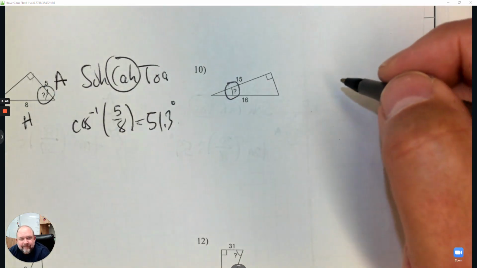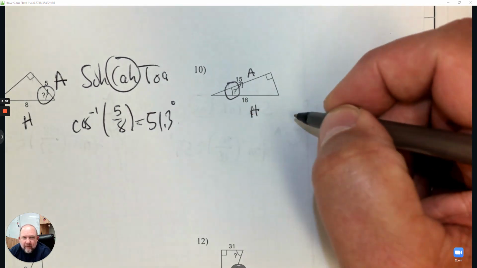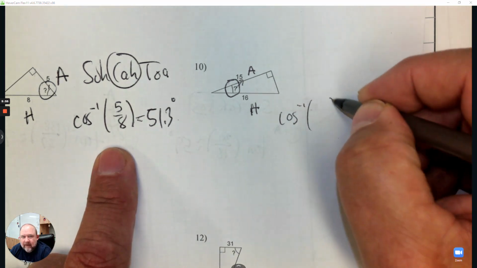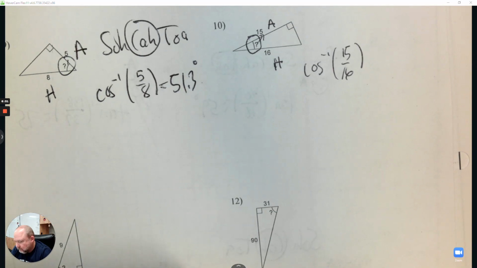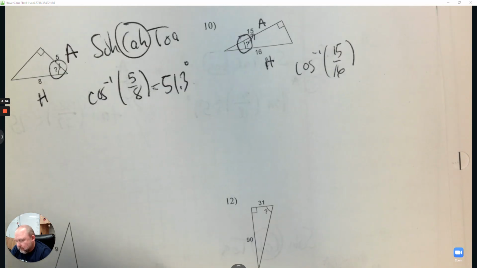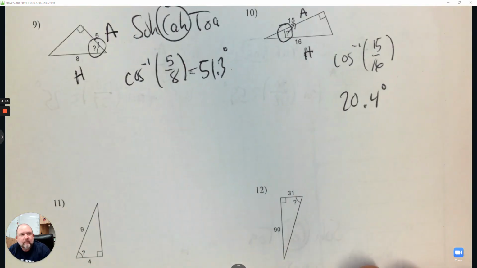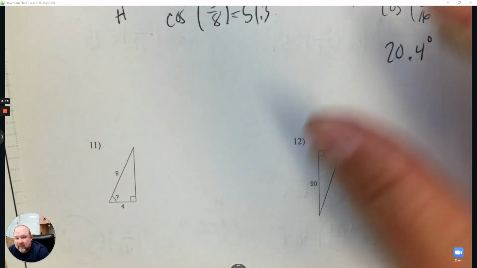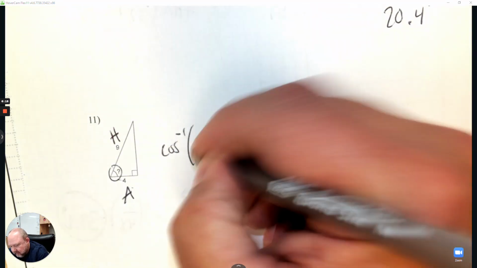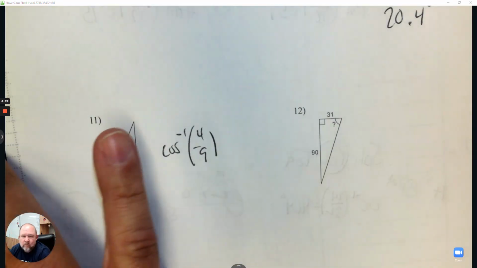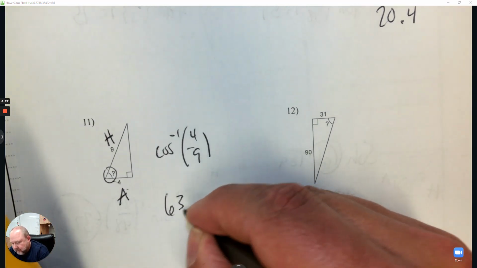Circle the angle. Again, you should press pause. That is adjacent and hypotenuse. So we just did that one. So again, it's inverse cosine. This one's 15 over 16. That's 20.4. Number 11, circle the angle. That's adjacent and hypotenuse. I feel like we've done a few of those. That's inverse cosine. That's 63.6.